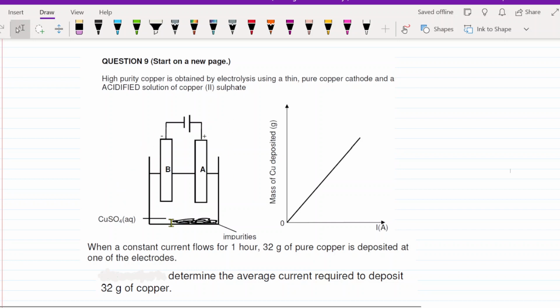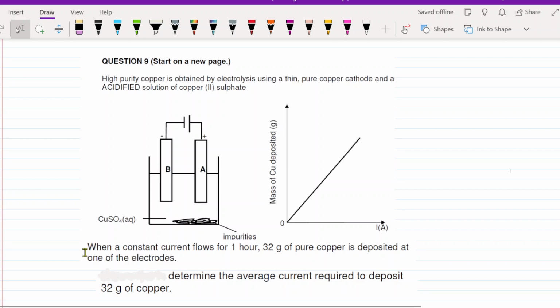This is an electrolytic cell, as you can see. Then there is a graph on the right that is showing a relationship between the mass of copper deposited and the amount of current. So you can see that the gradient is positive, is increasing. That means that the current is directly proportional to the rate of the mass of copper deposited.